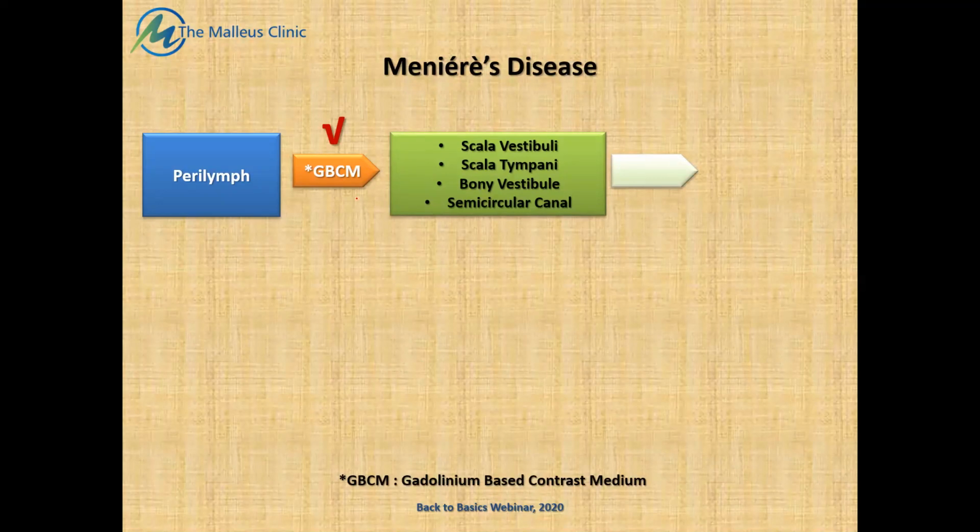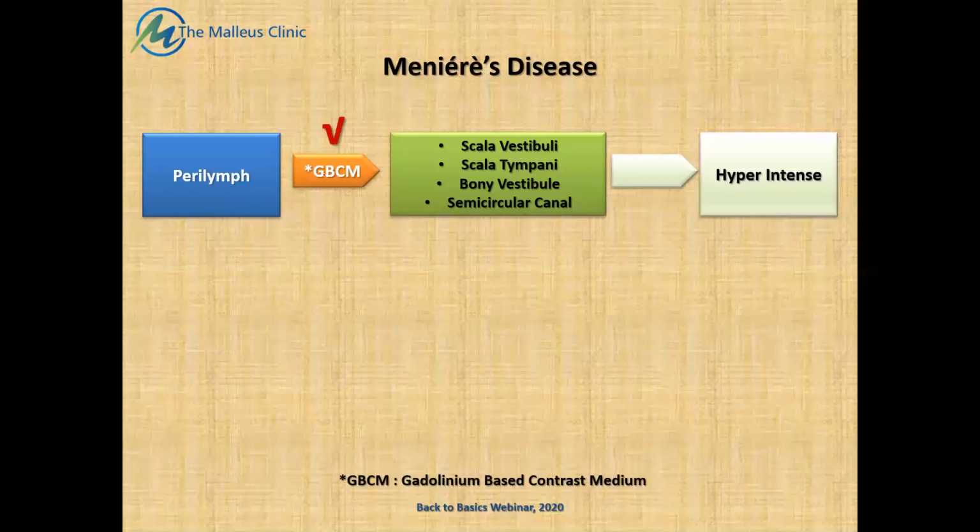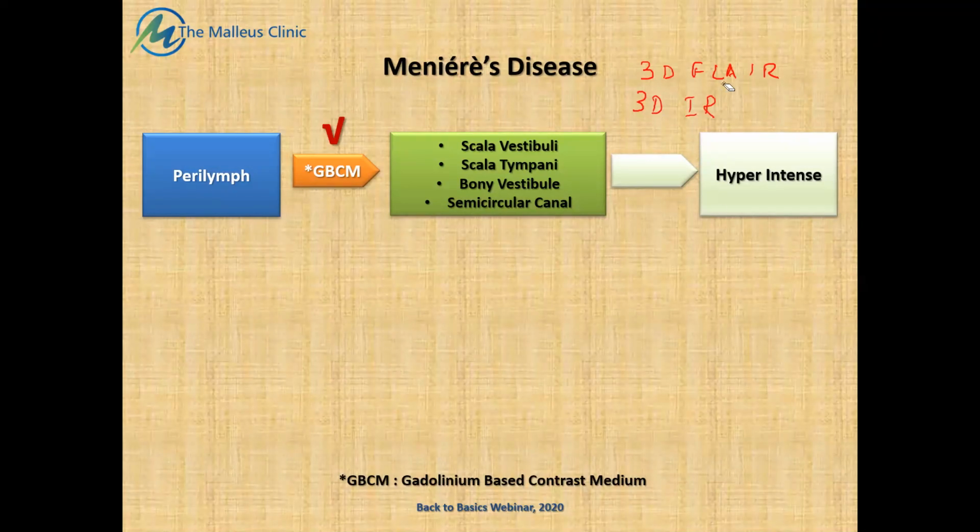And because it is permeable to the gadolinium-based contrast media, the perilymph containing cavities of the otic capsule, that is the scala vestibuli, the scala tympani, the bony vestibule, and the semicircular canal are hyperintense. And because they are hyperintense, they appear white, but on some specific protocols. These protocols are the 3D FLAIR, delayed 3D FLAIR, and I'll come to that delay later on. It's a heavy T2 weighted 3D FLAIR, or a heavy T2 weighted 3D inversion recovery sequence. But again, more of that from your radiology friends.